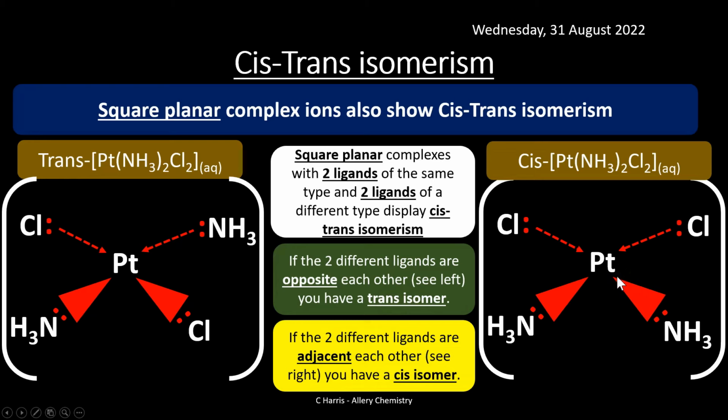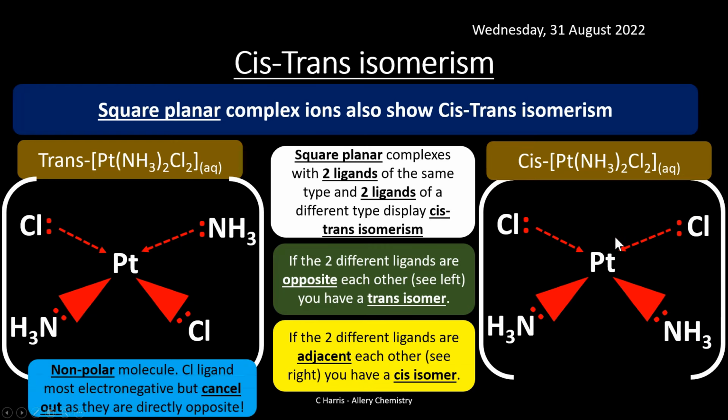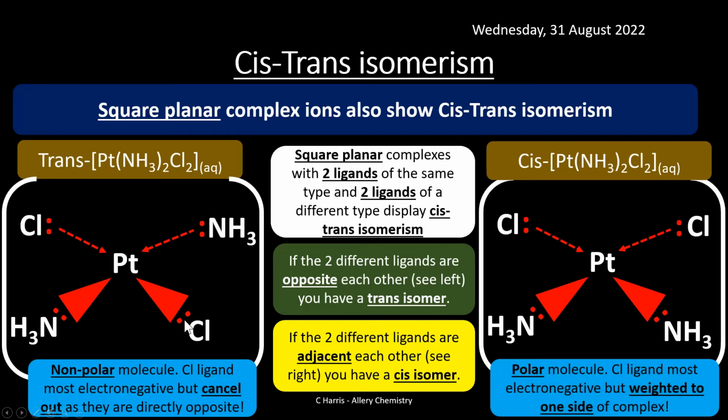And on this side, this is a cis isomer because the ligands are on the same side of the platinum. There's chlorine and ammonia, and they obviously can't move. The trans one is a non-polar molecule because we've got an even distribution of charge, as they're on opposite sides. Whereas this one is polar because the chlorines, being electronegative, sit on one side of this complex, so it's weighted to one side and is a polar molecule.